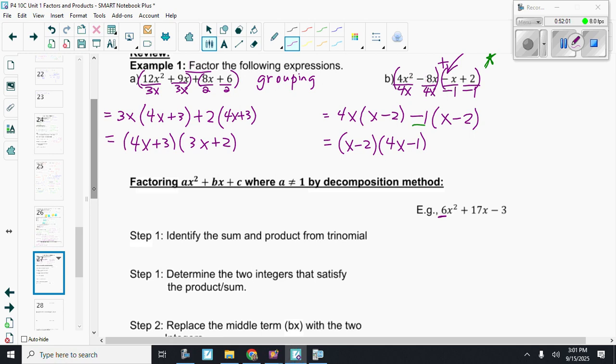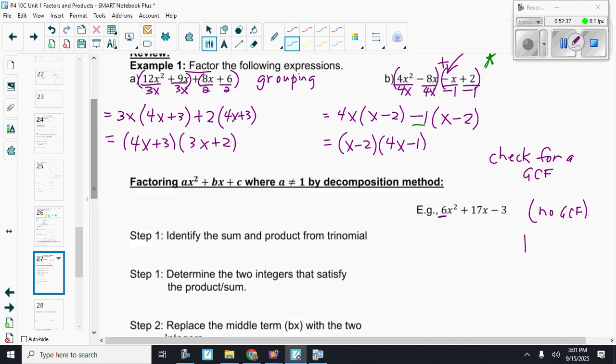Between 6, 17, and 3? No, there's no GCF. 17 is a prime number. So, first of all, check for a GCF, and in this case, there's no GCF. So this is what we have to do instead. We're going to do our sum and product method that we did with a simple trinomial. That part hasn't changed.